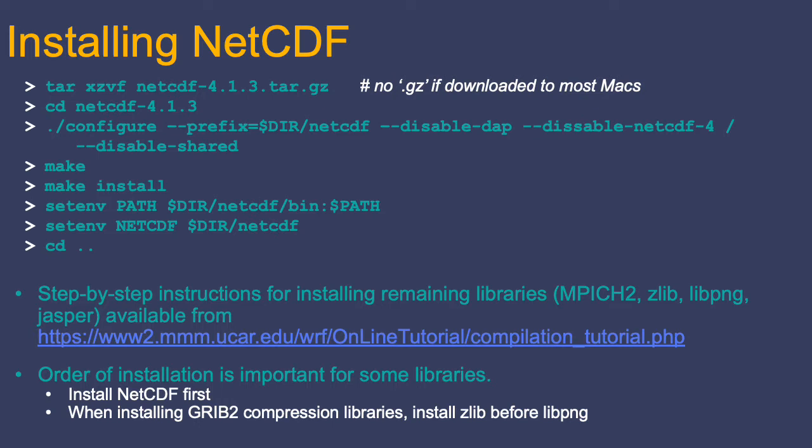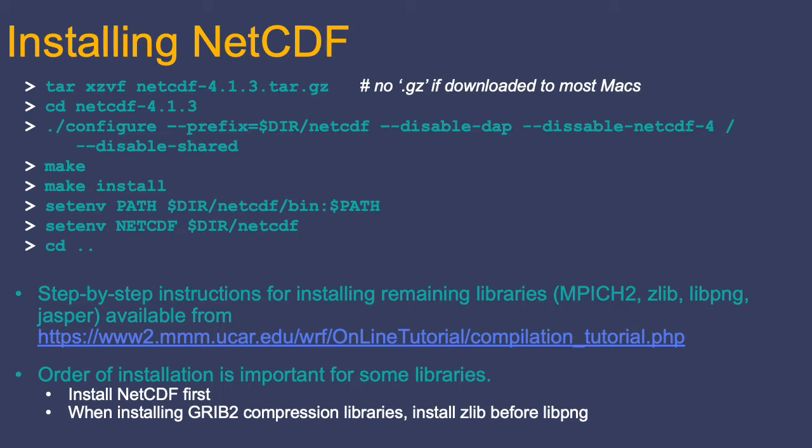Disable DAP is set if you don't need to access remote servers for installation. Disable NetCDF4 is if you don't plan to use NetCDF4 capabilities like compression. And disable shared disables compiling shared libraries, which can bog down compiling and make debugging difficult with the complexities of shared libraries. After the configuration completes, you will enter make, and then once that completes, you will enter make install.